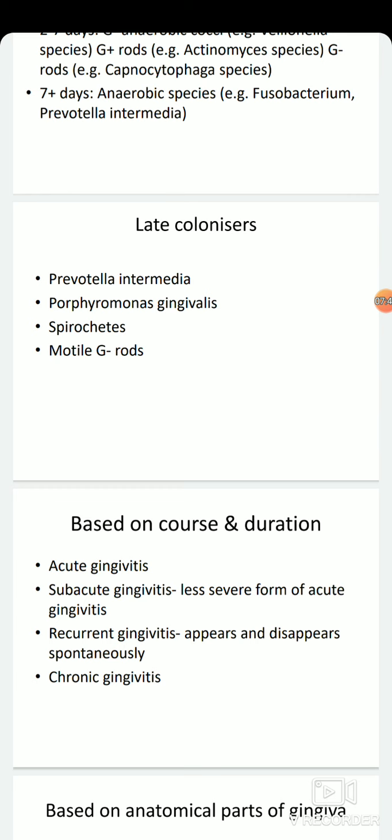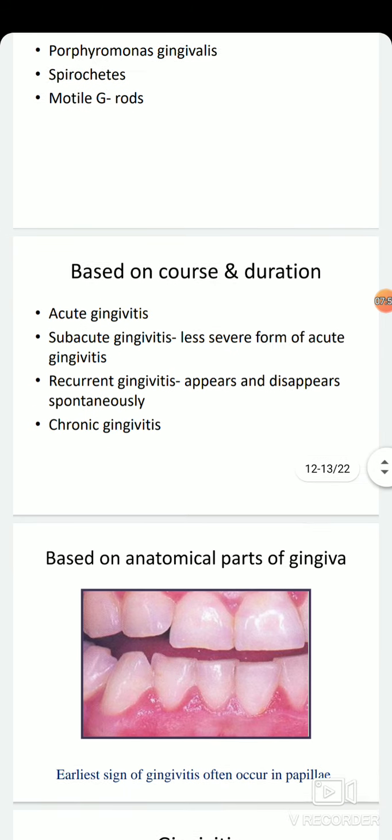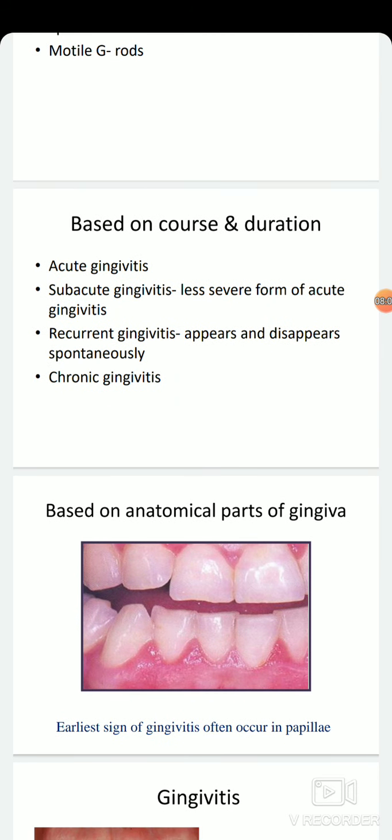And there is something called the subacute form of gingivitis, which is a less severe form of acute gingivitis. Recurrent gingivitis appears and disappears spontaneously. That's why it's called recurrent gingivitis. There is something called chronic gingivitis, which is the most abundantly seen gingivitis in the community, and very often seen by you people also in the clinics.